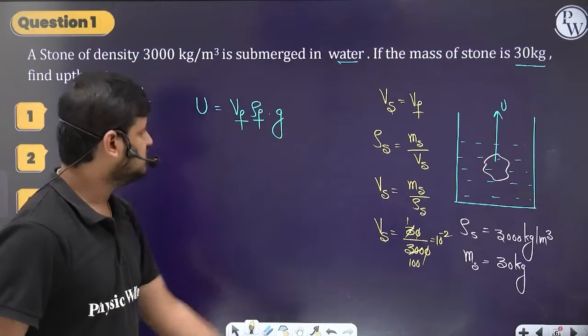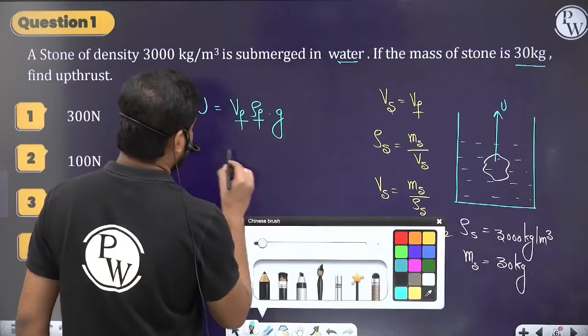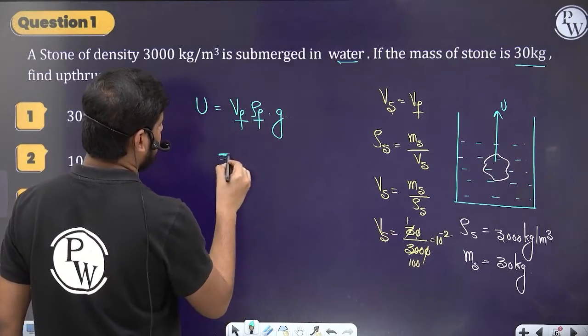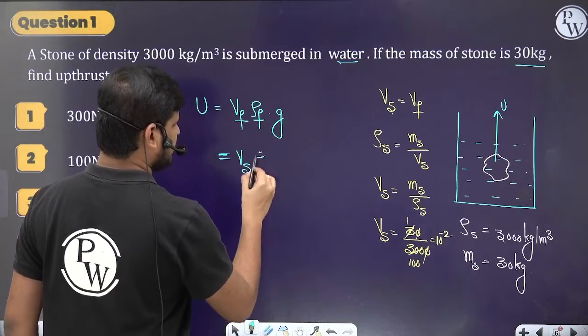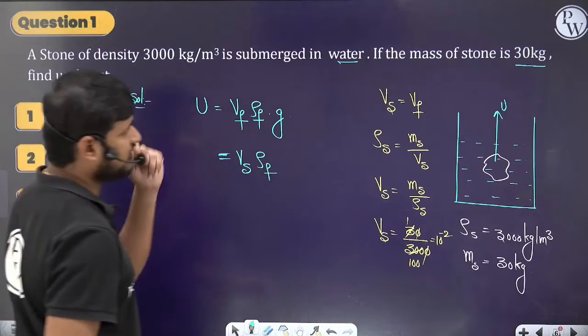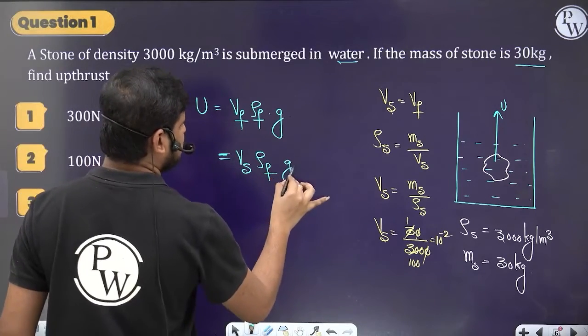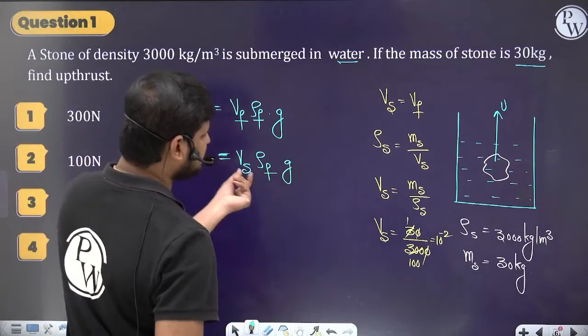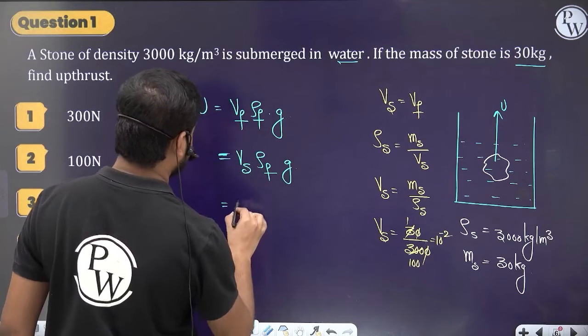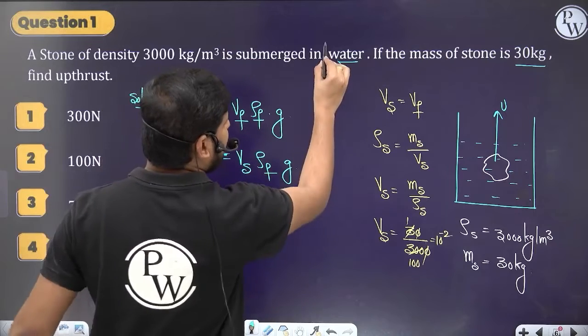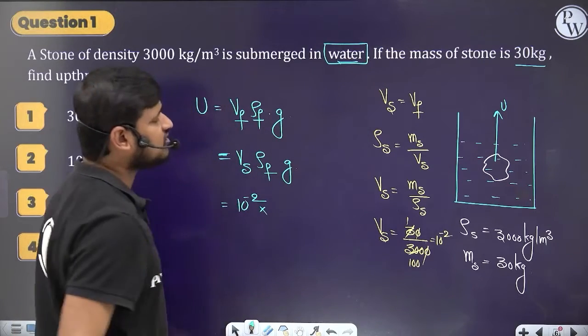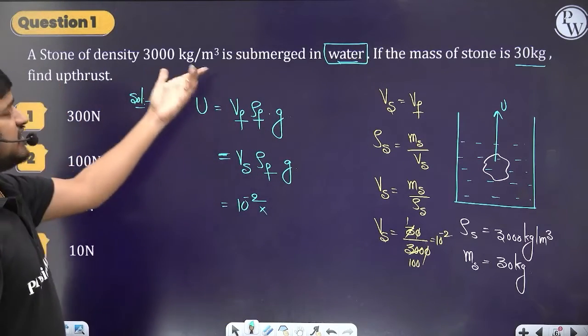Clear till here? Chalo. So now here in place of Vf I am writing Vs into the density of the fluid into G. So what is the volume of the stone that we got? Which is nothing but 10 to the power minus 2. So volume of the fluid, which fluid it is? Water. So here all the values are given in terms of kg per meter cube only.